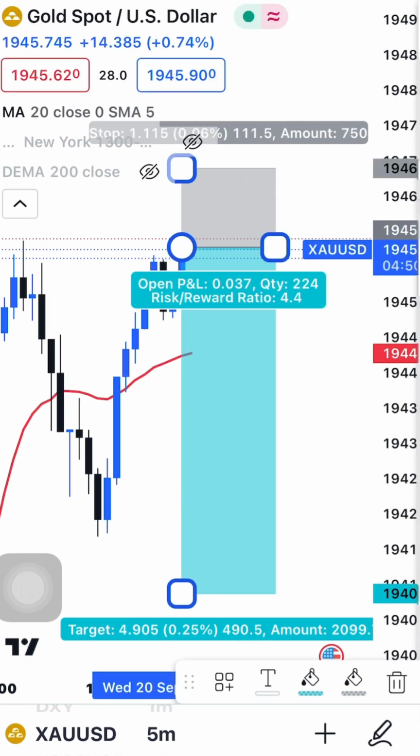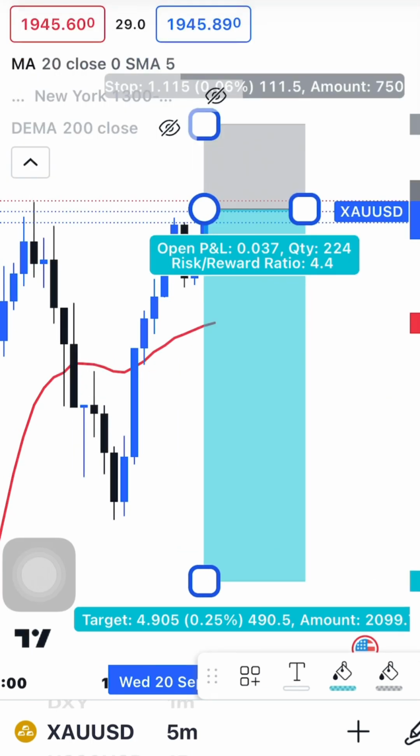This is a very easy and simple way to calculate pips on gold and then Nasdaq. The same thing applies on Nasdaq or US30.